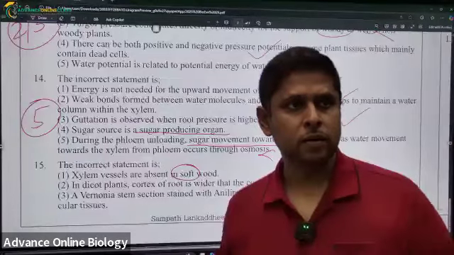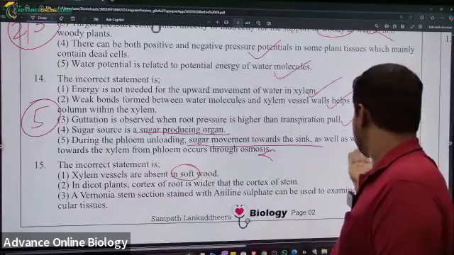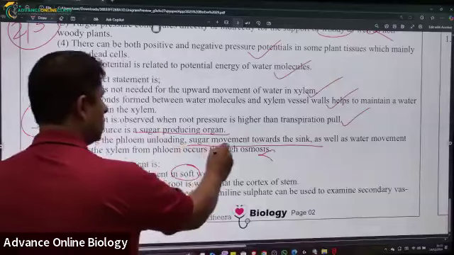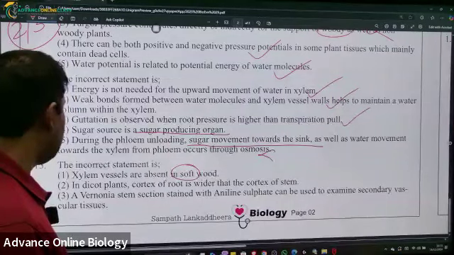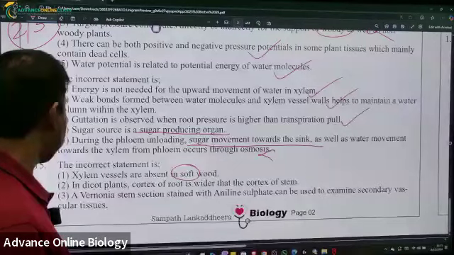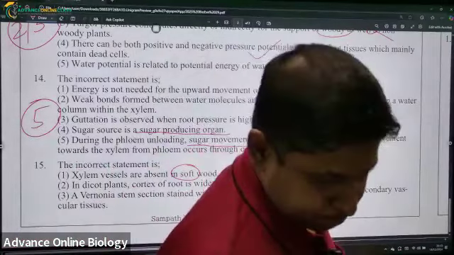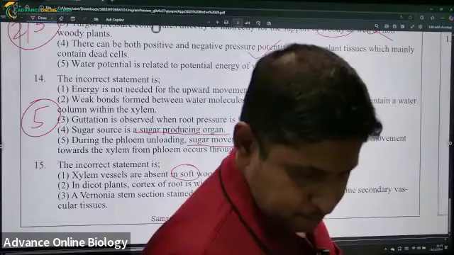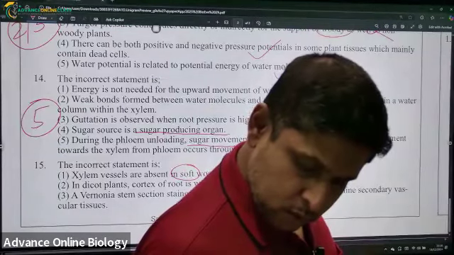So why did you choose the fifth one? During phloem unloading, sugar moved towards the sink as well as water moved towards the xylem from the phloem occurs through osmosis. Water movement occurs through osmosis, right? Doesn't this give a meaning, people, that the sugar also moved by osmosis? I felt like that. That's why I took the fifth one as the answer.